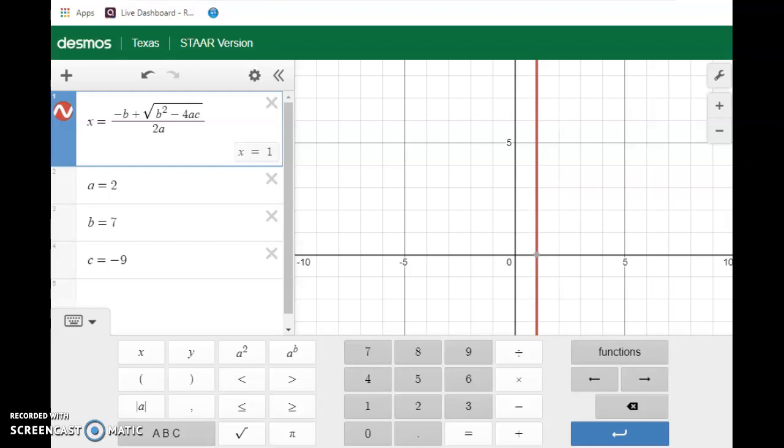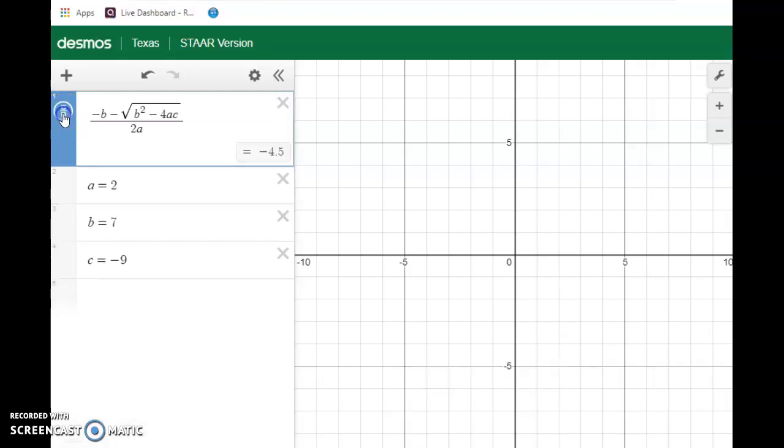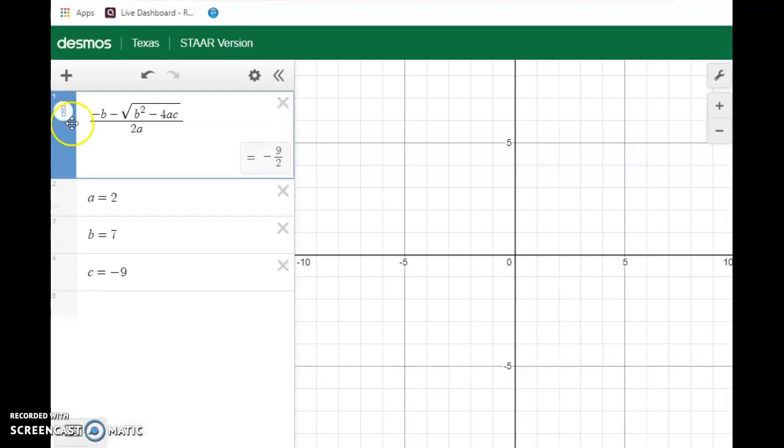Okay, so when you typed A, B, and C for number 2, this is what you got for X when it's a positive. If I change it to a minus, it gives you a decimal. Mine gave me a fraction because I had done something previously. But if you take the X equals out, you don't need the X equals. It gives you this little button up here to where you can change back and forth from decimal to fraction. So really you don't need the X equals in the front.